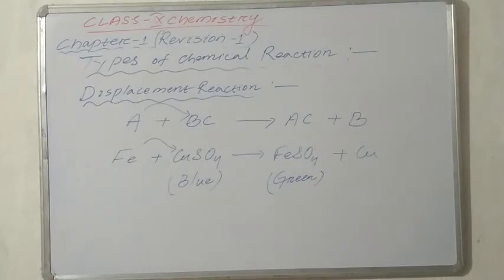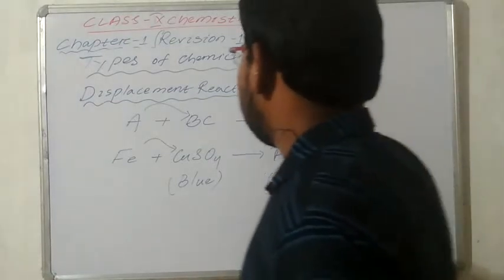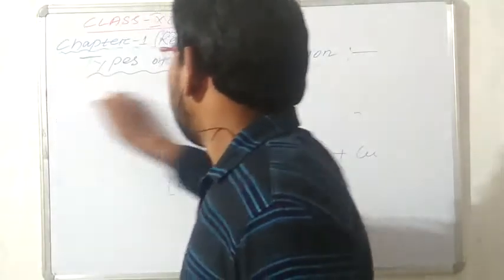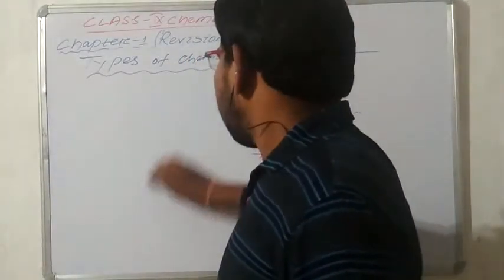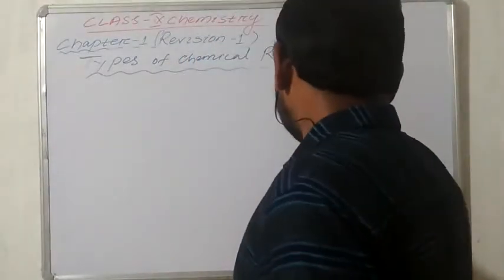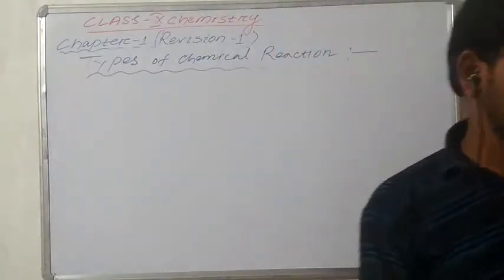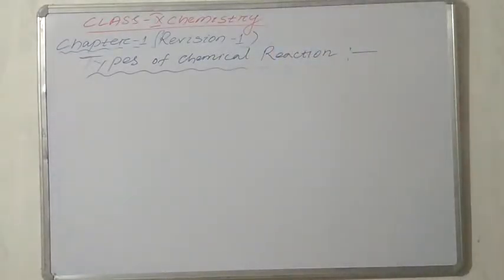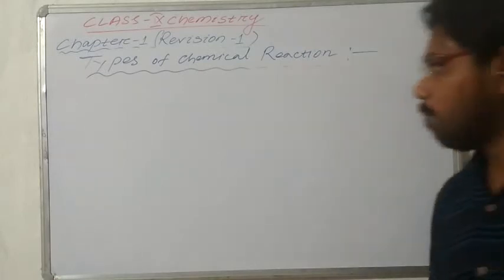The other type of reaction is the double displacement reaction. In double displacement reactions, what happens? The oppositely charged ions are interchanged. The next type of reaction is the double displacement reaction.